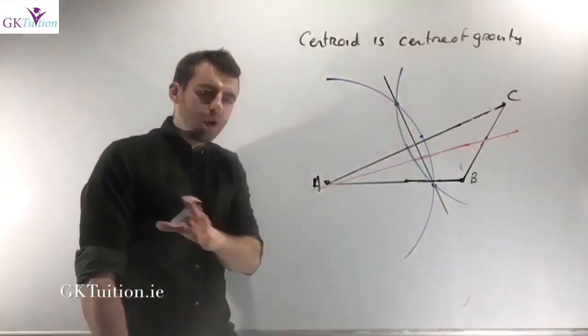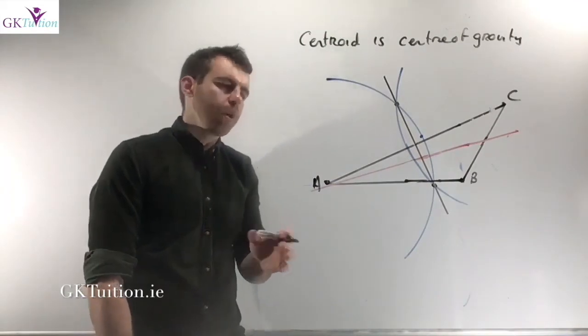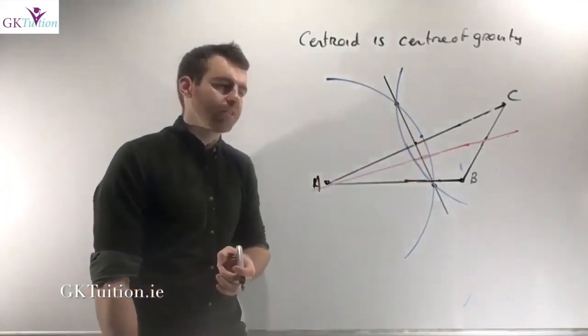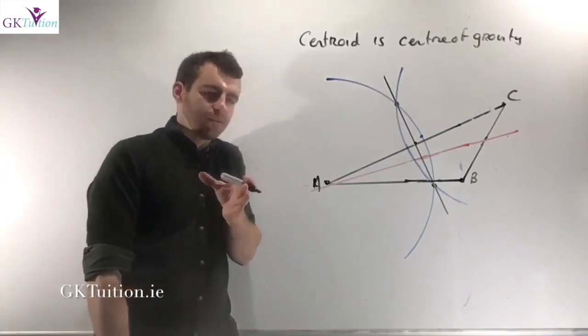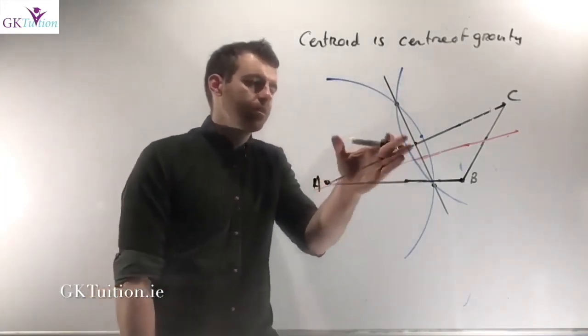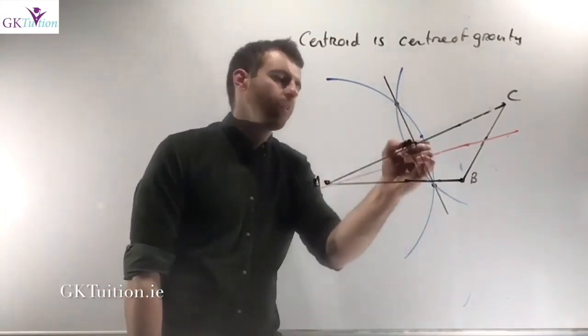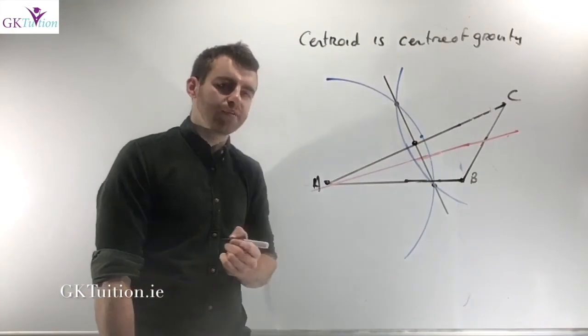But remember, I don't want the perpendicular bisector. What I want is the midpoint. The fact that this is a perpendicular bisector, that's not what's important. It's that this line, the black line I've drawn, goes through the midpoint of AC. So I now know that this is obviously the midpoint of AC.